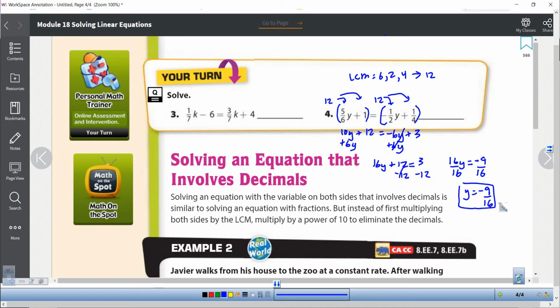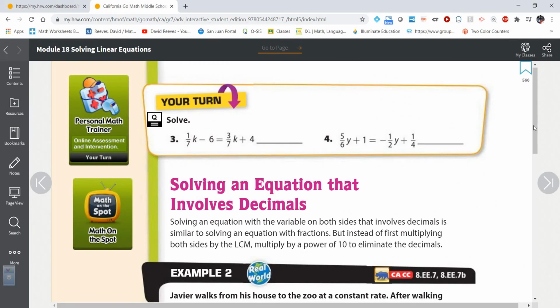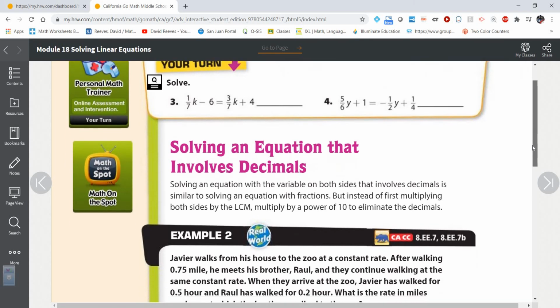By the way, if you do get a fraction answer, you should always try to simplify it. But this does not simplify because 1 would be the common factor here. There is no common factor other than 1. If I really super duper wanted to be sure, I would plug that back into my original equation and check it. But for the purpose of this video, I am not going to do that.